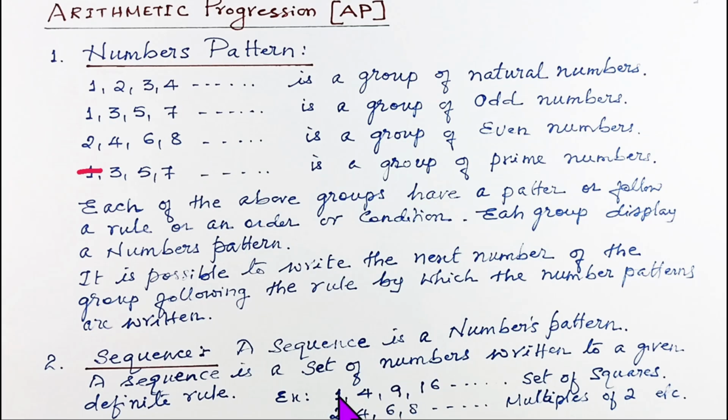Remember that. For example, 1, 4, 9, 16 and so on are all square numbers. 1 is the square of 1, 4 is the square of 2, 9 is the square of 3, 16 is the square of 4, and the next number will be the square of 5, that is 25. So they are a set of squares, and therefore they form a sequence. Next one is a group of even numbers, again forms a sequence because they are again written to a given definite rule. Therefore number patterns are nothing but sequences, and sequences are nothing but number patterns.